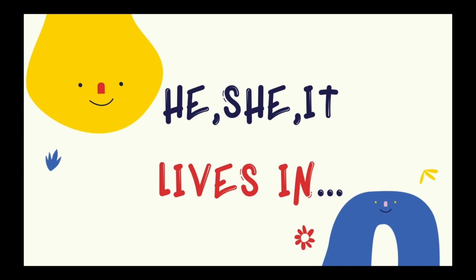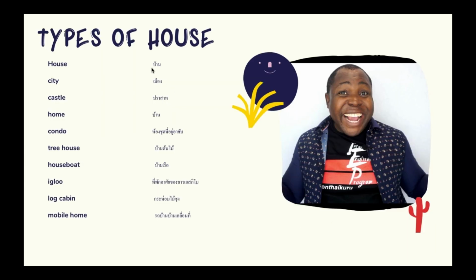It's a place where we live. So he lives in, she lives in, and it lives in. So very importantly, these are the types of houses. Types of houses, number one is a house. It's a place where we live. City. A city is a place where we live. Castle. A castle is a place where we live. For example, the king and his family, the princess, the queen, the prince, they live in a castle, right? Home. We live in a home, right?